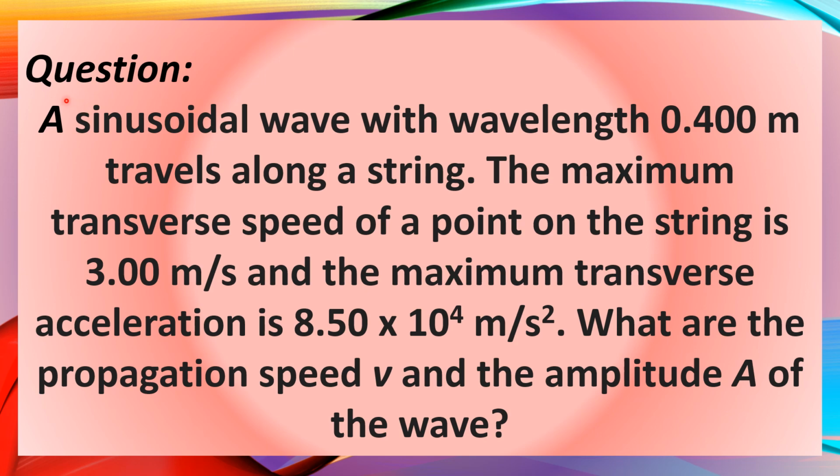The question is, a sinusoidal wave with wavelength 0.400 meter travels along a string. The maximum transverse speed of a point on the string is 3.00 meters per second, and the maximum transverse acceleration is 8.50 times 10 to the fourth power meters per second squared. What are the propagation speed v and the amplitude A of the wave?